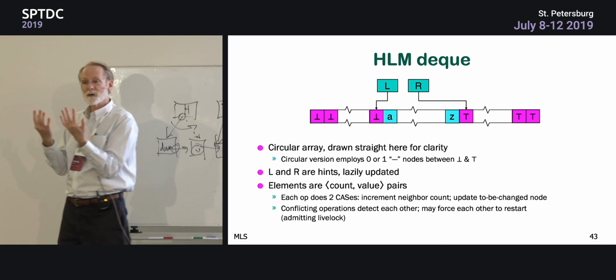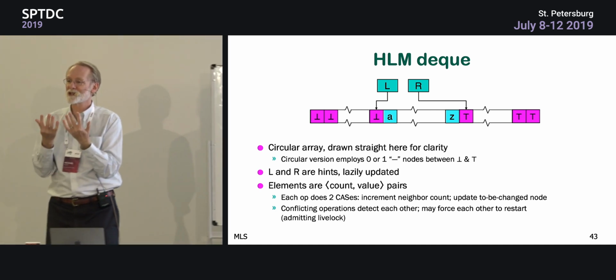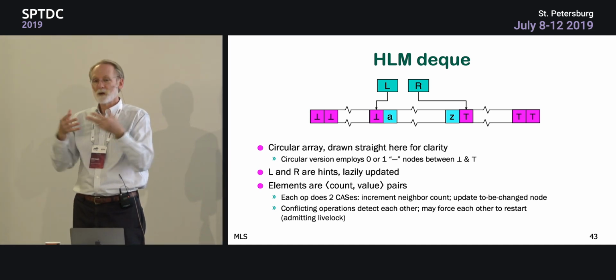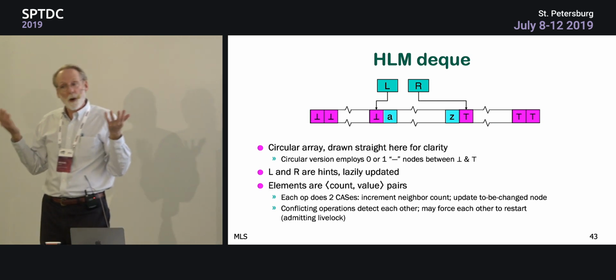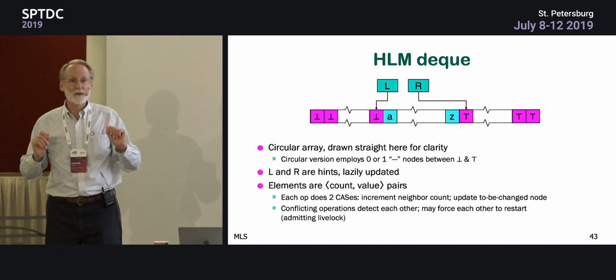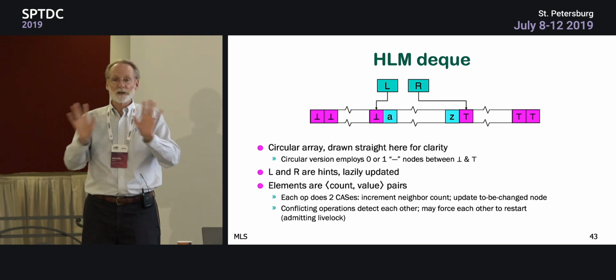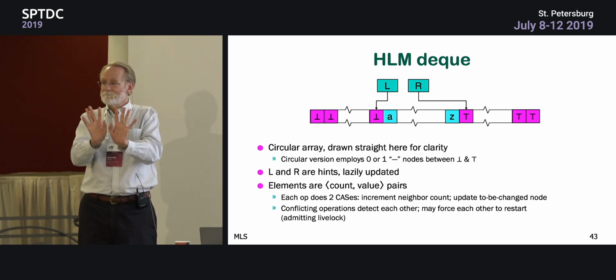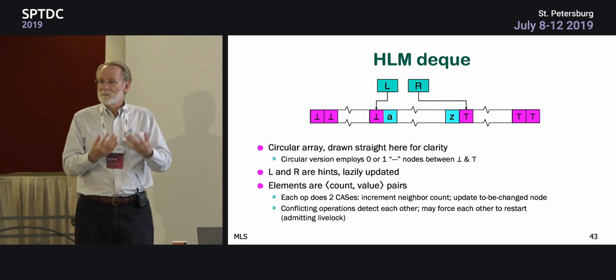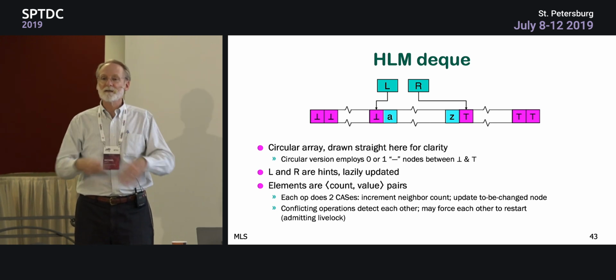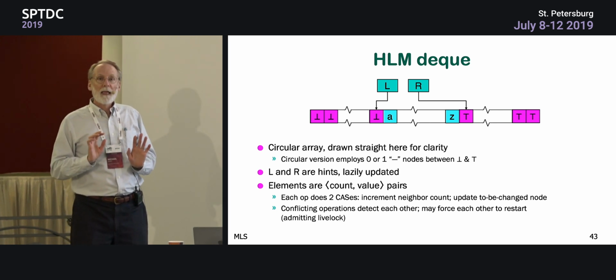And they will interfere with each other. And it's quite possible that they will each force the other to restart, in which case you have live lock. And this could go on indefinitely. That's why it's obstruction-free. So it's possible that two operations bump into each other and fail and start over again, bump into each other, fail, start over again.